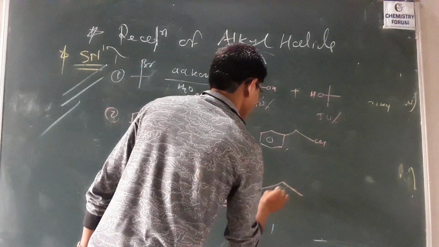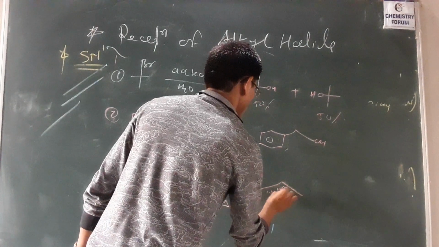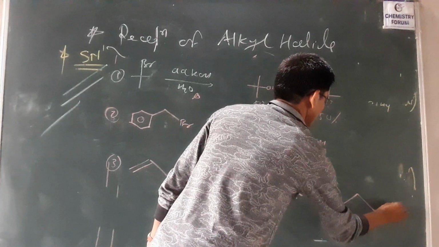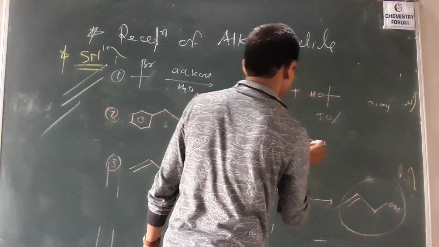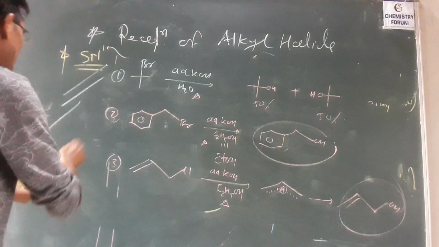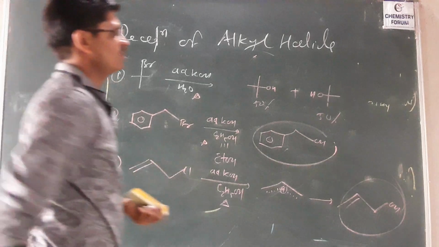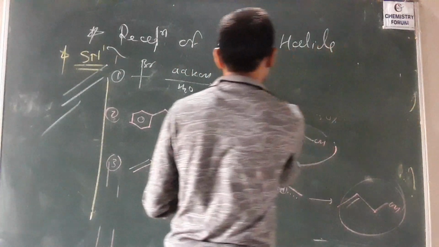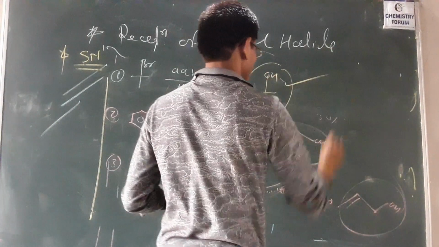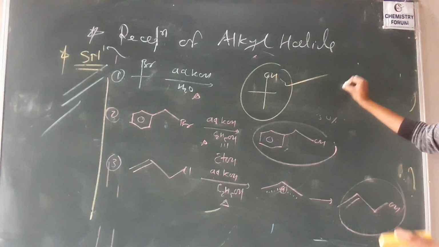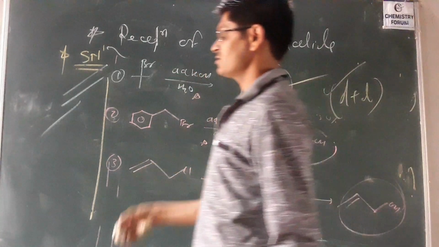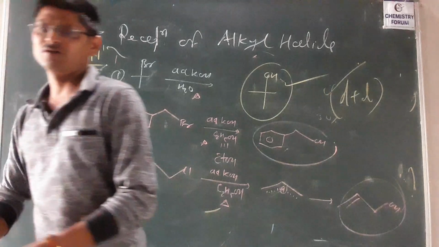This generates such a type of carbocation, so this is the SN1 type of reaction. Here we have to write directly the tertiary alcohol. This is the dextro plus levo also. So these are some applications of the SN1 type of reaction.